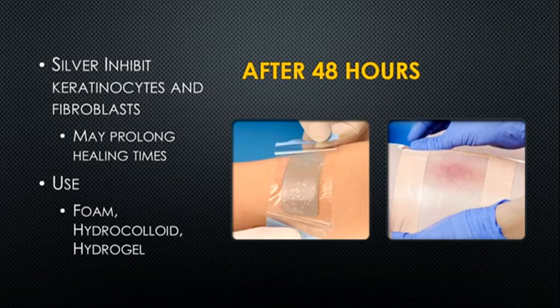So after 48 hours, we generally tend not to use silver, because there are studies that show silver inhibits keratinocytes and fibroblasts. So you might actually prolong the healing by using silver for a long period. So this is the time where you need to give the wound moisture and a controlled level of moisture. So you can use foam dressings, hydrocolloid, and hydrogel.